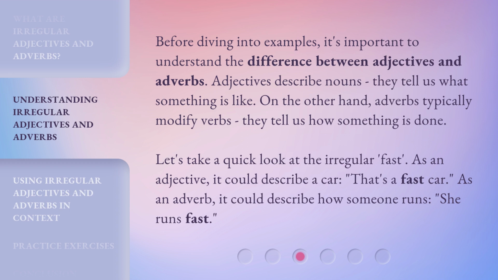Let's take a quick look at the irregular fast. As an adjective, it could describe a car. That's a fast car. As an adverb, it could describe how someone runs. She runs fast.